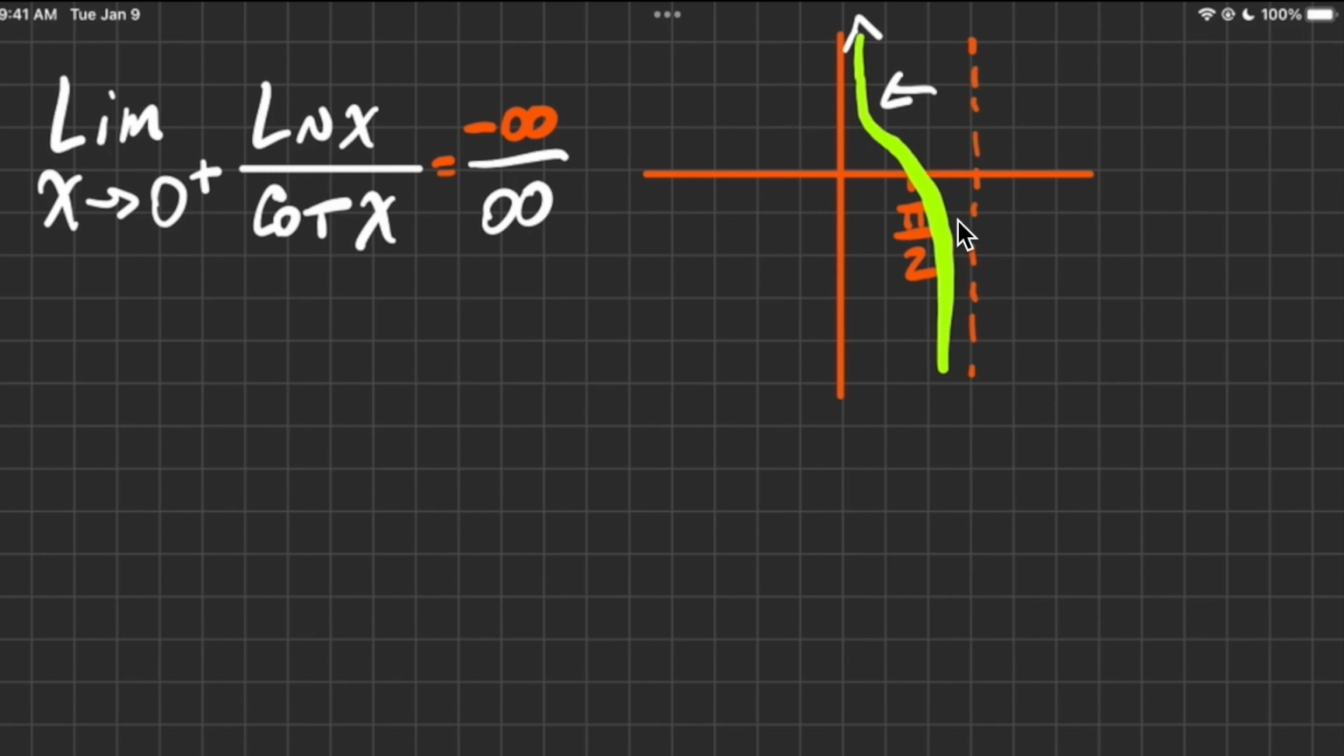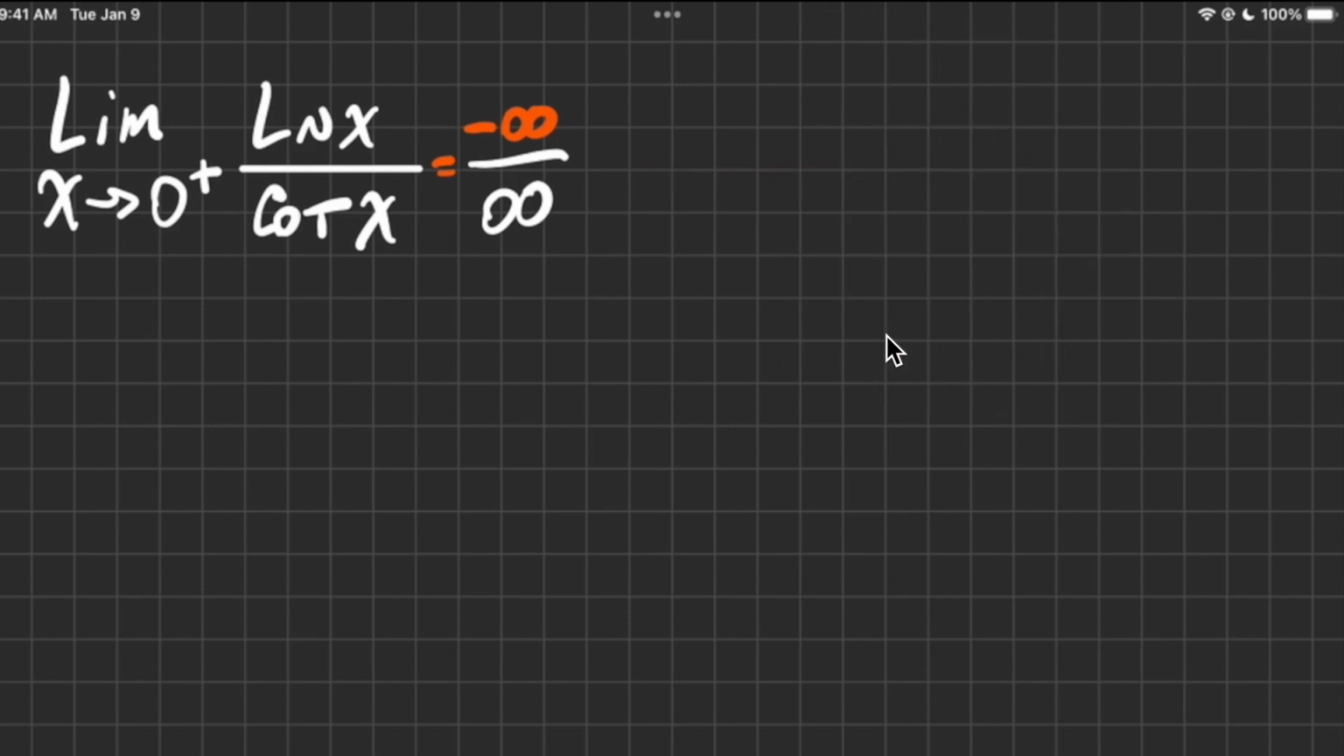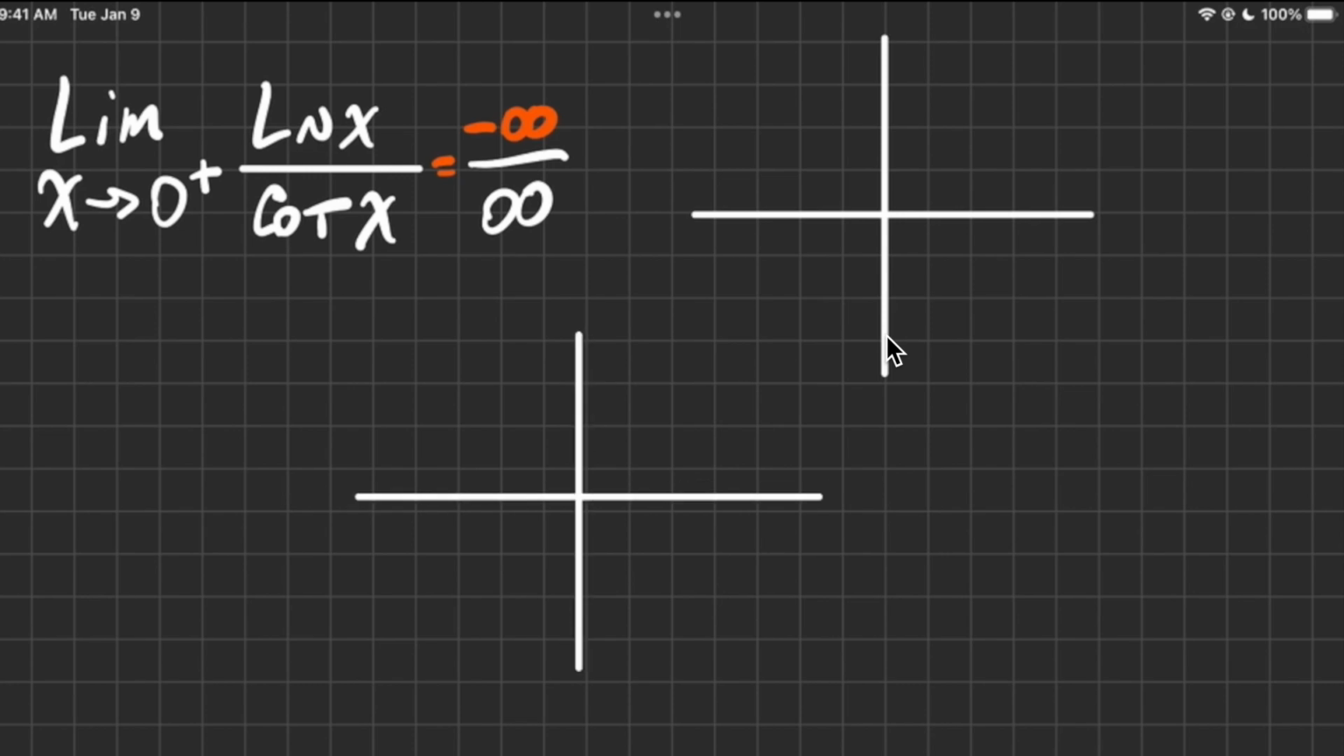Now, in case you didn't have the graph of the cotangent of x in your pocket, let's look at our unit circle and see how we could have solved that. Now remember, when you're graphing the cotangent function, you're going to have 0, and then you're going to have pi over 2, and pi. If you're approaching 0 from the right, you're starting at pi over 2, and you're heading towards 0.